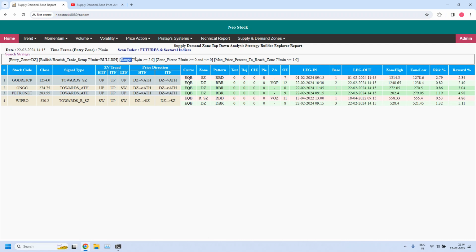The range should be greater than or equal to 2%, and the pierced count should be 0. And the maximum price percent to reach the zone is within 1% level, 1% to the 75 minute zone. So 4 stocks are filtered which are within 1% of the 75 minute zone.